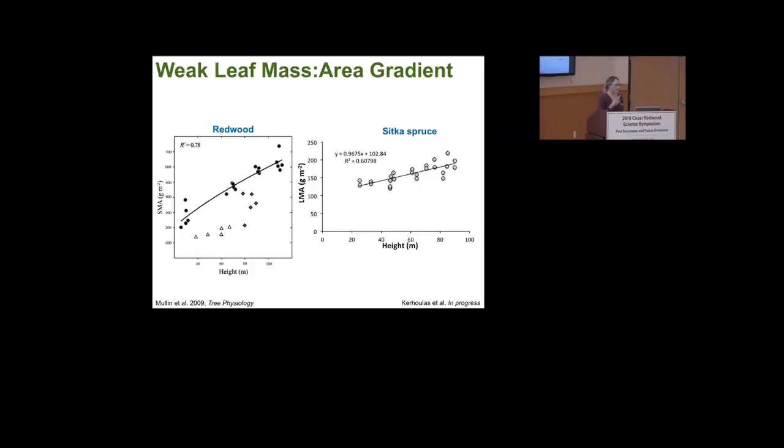And so this is a little bit head-scratching, like why? How is Sitka spruce avoiding this? How are they not falling prey to this hydraulic kind of limitation that we see in the other tall conifers?